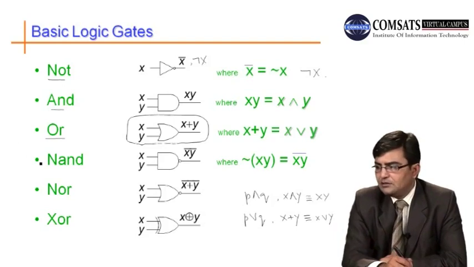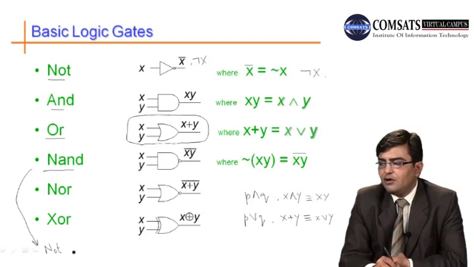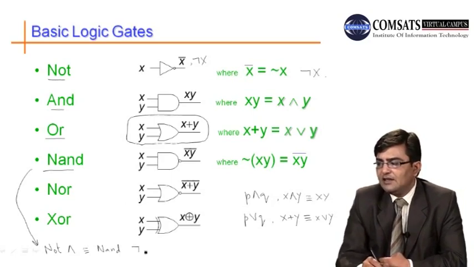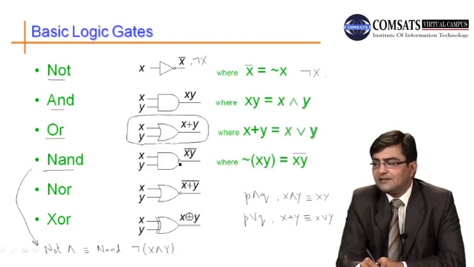For example, the third logic gate is called NAND, and NAND is the abbreviation of not AND. If we have the not AND operator, then it is read as NAND, N-A-N-D. This operator is the negation of X and Y. Its symbolic representation is basically the same as the AND operator, but the difference is that we draw a circle here, which shows that this is a NAND operator or NAND basic logic gate.